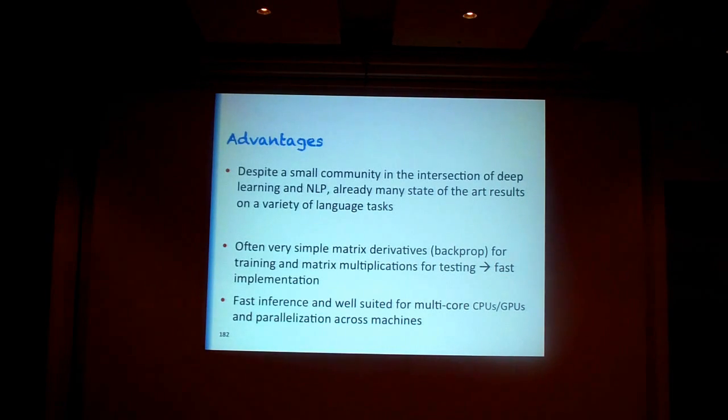And I've said a lot of negatives, but there are advantages. It's quite interesting to see that in spite of the small number of researchers that have been in this intersection of deep learning and NLP, there are already many state-of-the-art results on a large number of tasks that I've been talking about. Another interesting point is that you can get really fast implementations because it's all matrix computations, and these are well suited for CPUs and GPUs and parallelization.